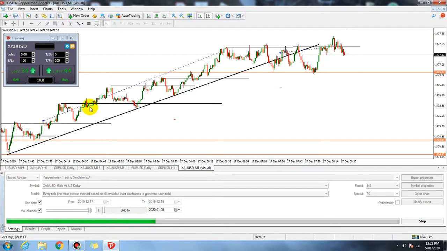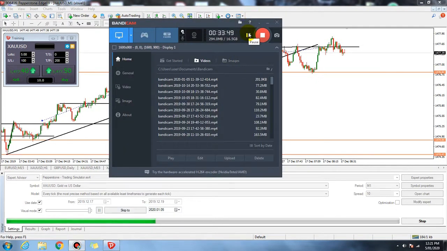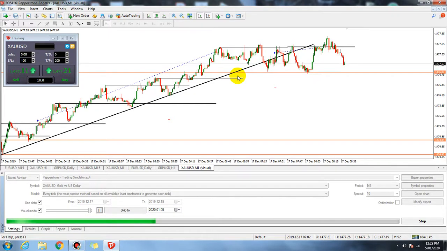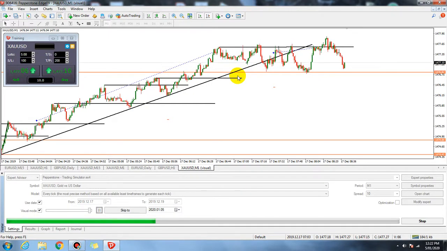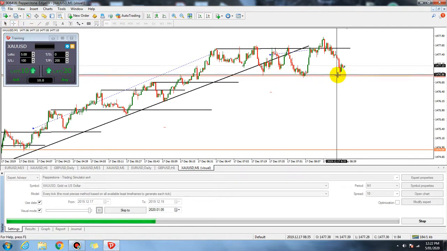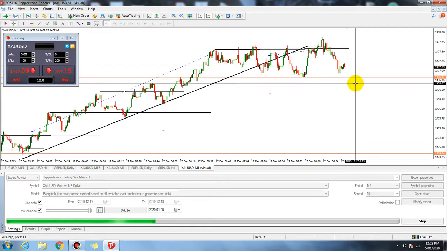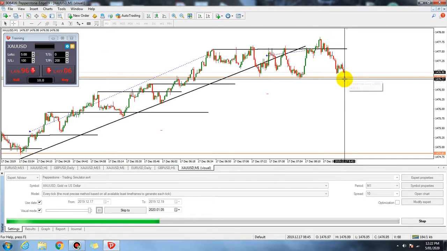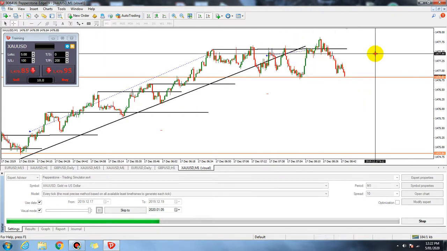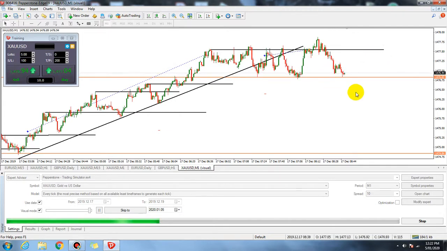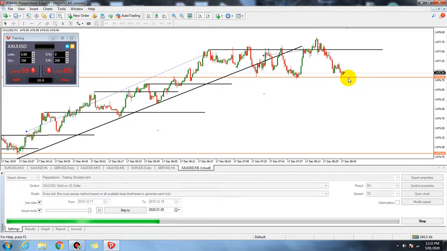So this is rejecting the highs. I'm not sure on the volume on that mic. Might be a bit low. Still think we're really mainly consolidating in this range. Don't really want to get caught up trading it.